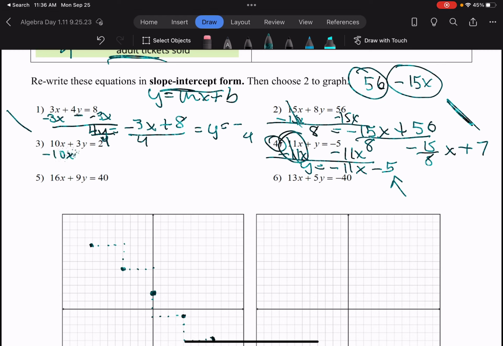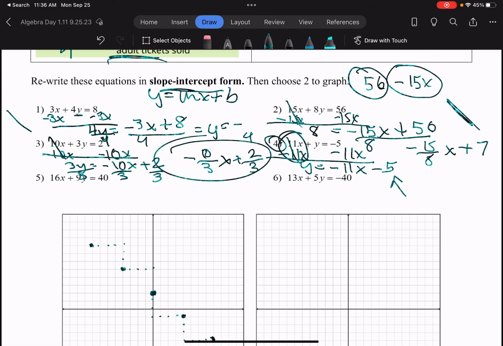All right, so let's do this one. Minus 10x on both sides. We'll get 3y equals negative 10x plus 2. Divide both sides by 3. All right, and that's your equation, right? Negative 10 over 3x plus 2/3. Again, I strongly recommend for these that you just keep it in your fraction form because that'll help you with graphing later on. And if you need to put it into a decimal for some reason, you can, but just leave it as a fraction. You'll be fine leaving it as such, okay?